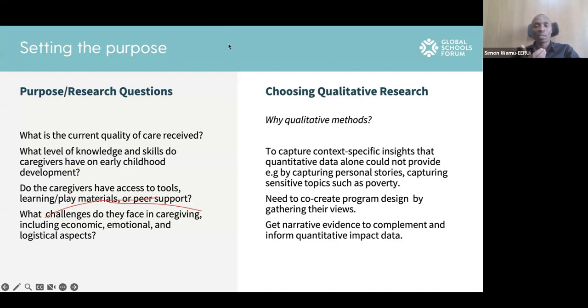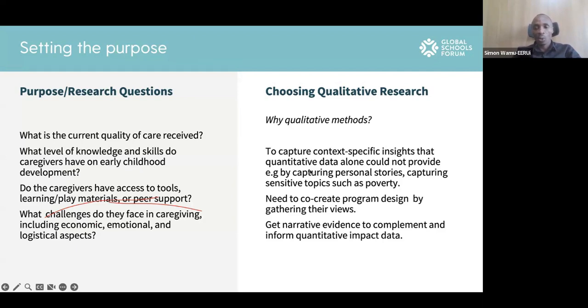The main reason for us applying the qualitative method was to capture the context-specific insights that quantitative data will not really provide, because we wanted to understand through focus groups and interviews their personal stories. And also there are some sensitive topics such as poverty, which may not directly be explained through a survey or any other quantitative data. So through a qualitative approach, we believed that such topics would come out clearly in the process of gathering that data.